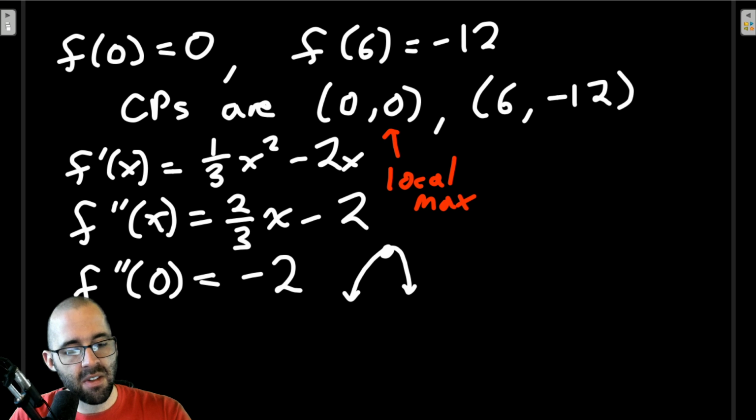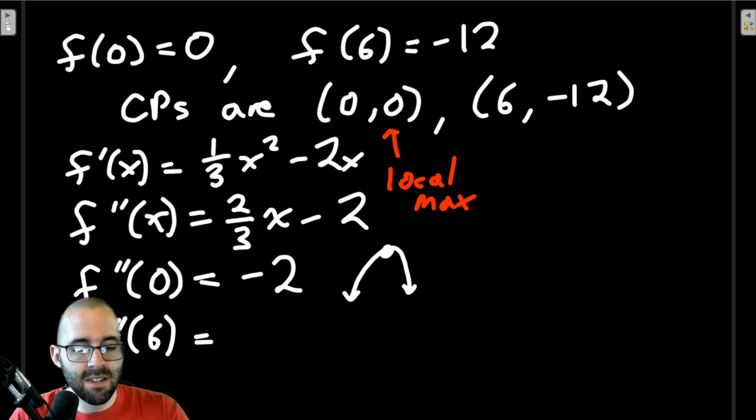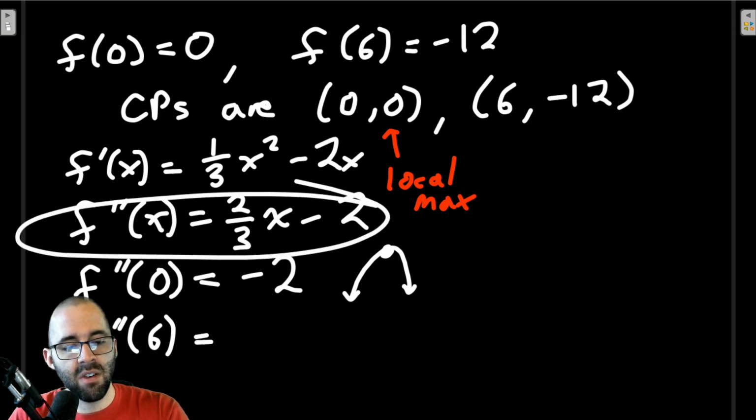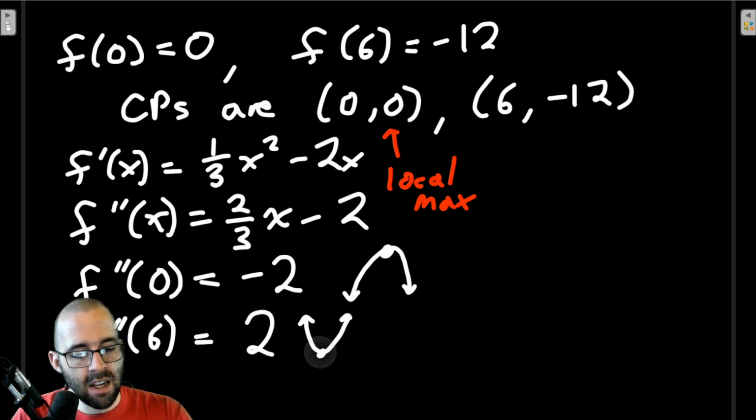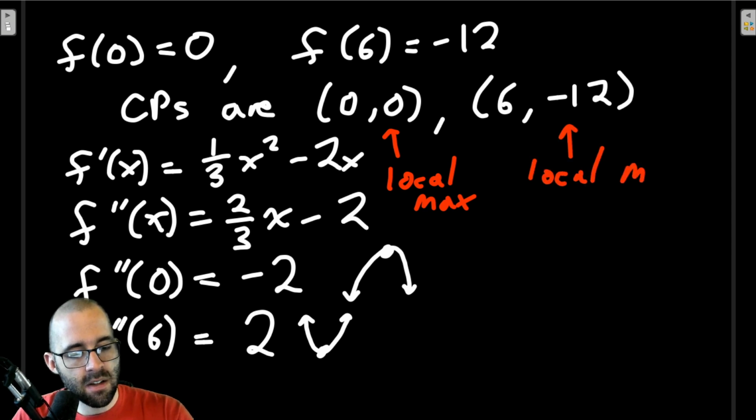And we'll do the same thing for the other point. We'll look at the second derivative at the other critical point. We'll plug in 6 into this second derivative function. 2/3 of 6 is 4. 4 minus 2 is 2. The second derivative is positive 2, which means it's going to be concave up. And again, concave up, what kind of minimum or maximum is that? It's a minimum. We're at the bottom of a hill if it's concave up. The second one will be a local minimum.